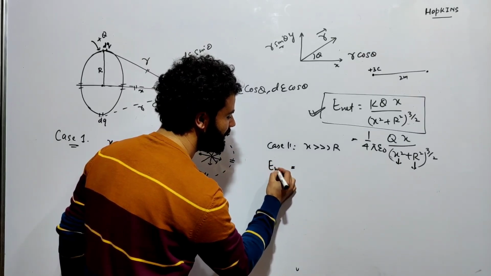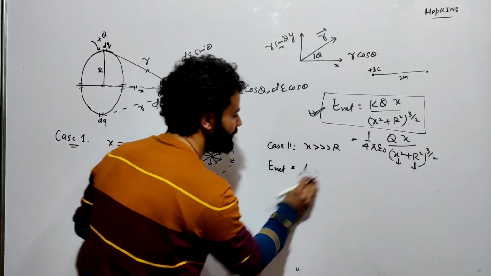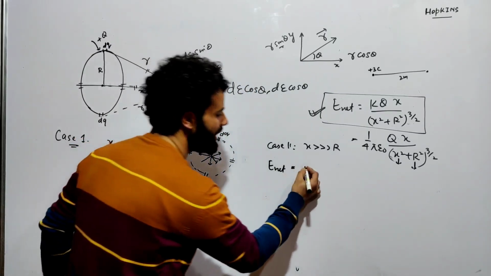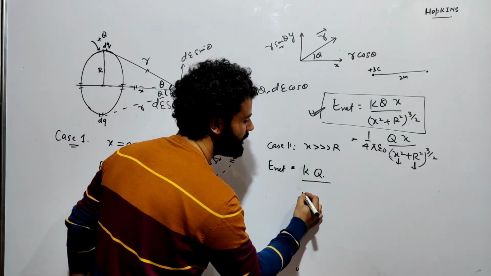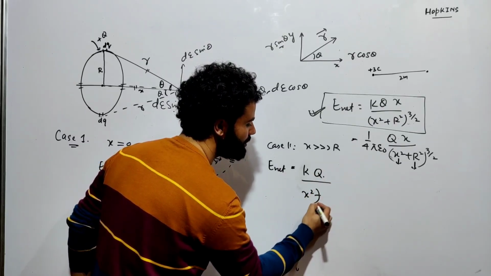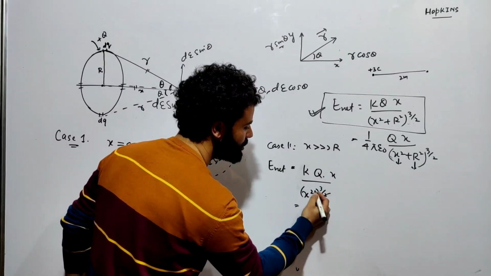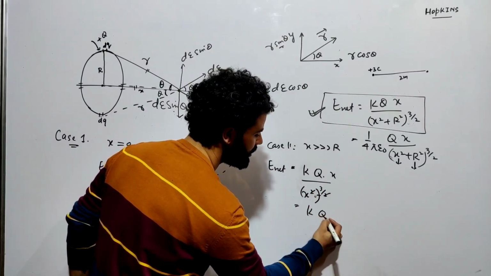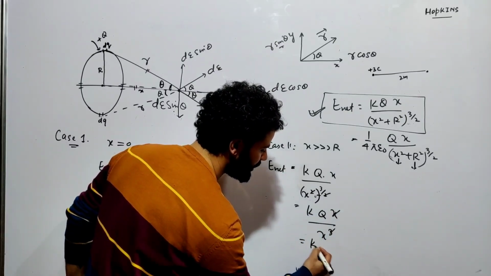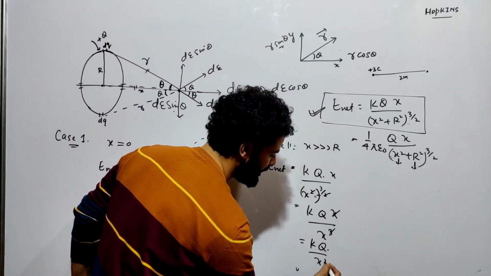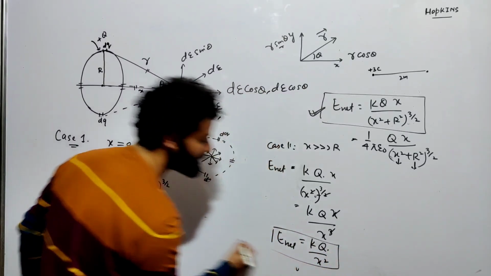So the net electric field would be 1 by 4 pi epsilon 0. If you're comfortable, then I can write it in terms of k, because it is easy to write. K q divided by x square to the power 3 by 2, times x. So this x square to the power 3 by 2 becomes x cube, and this x cancels with one of them: k q x divided by x cube, which gives k q divided by x square. This is mathematics. Now I'm going to tell you the physics.